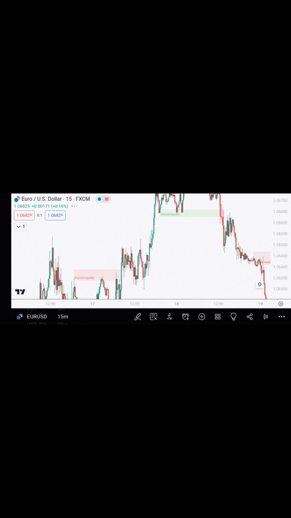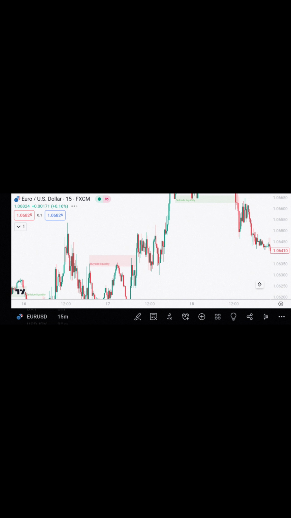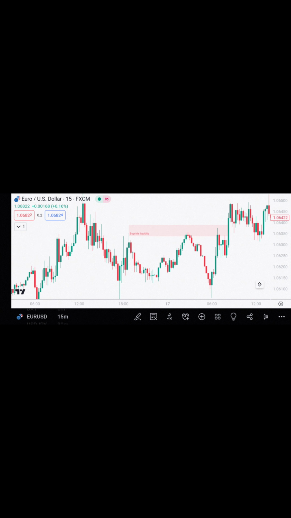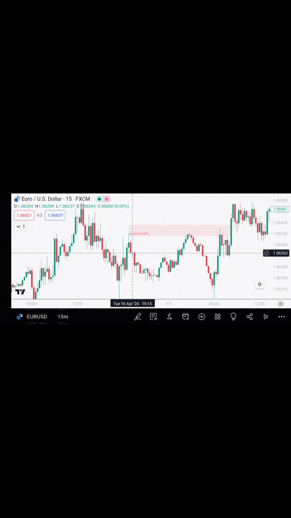So it works on any time frame, any market condition, any market, any type of market you want to be trading. Okay, so this is an example. It has a very, very high win rate. I can guarantee you like 95% or 98% win rate.